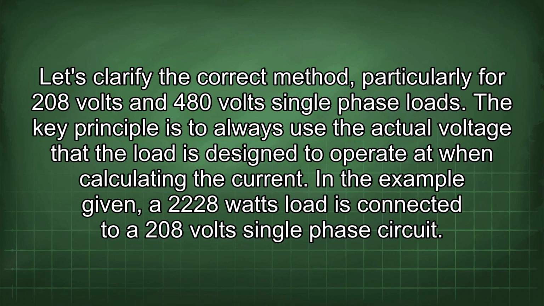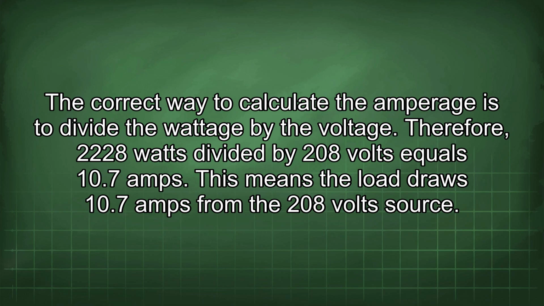The key principle is to always use the actual voltage that the load is designed to operate at when calculating the current. In the example given, a 2228 watts load is connected to a 208 volt single-phase circuit. The correct way to calculate the amperage is to divide the wattage by the voltage. Therefore, 2228 watts divided by 208 volts equals 10.7 amps. This means the load draws 10.7 amps from the 208 volt source.